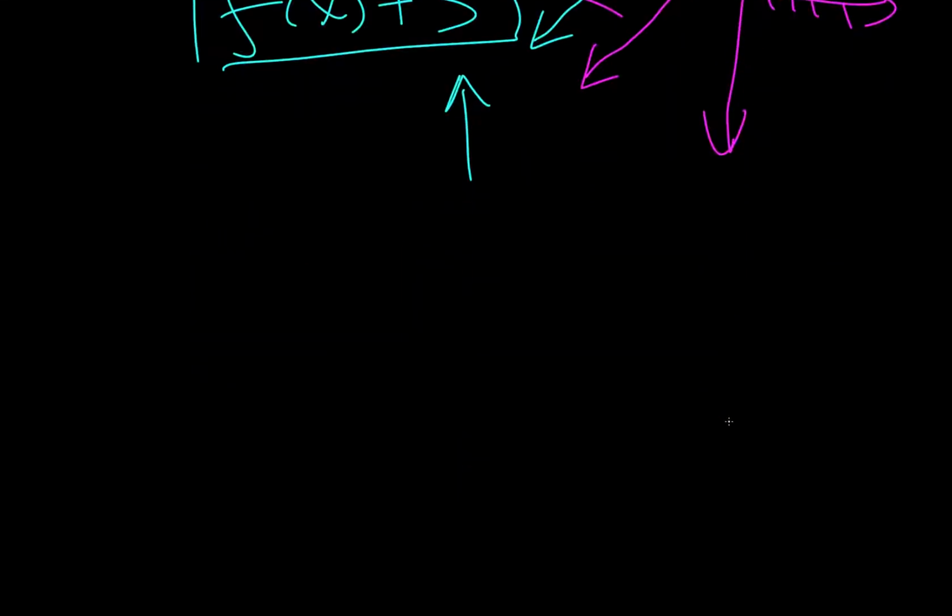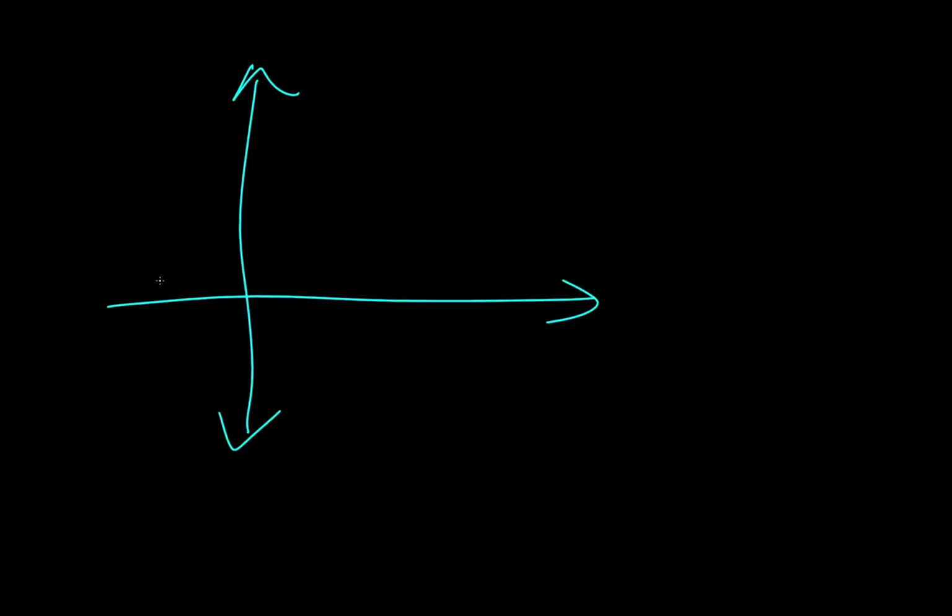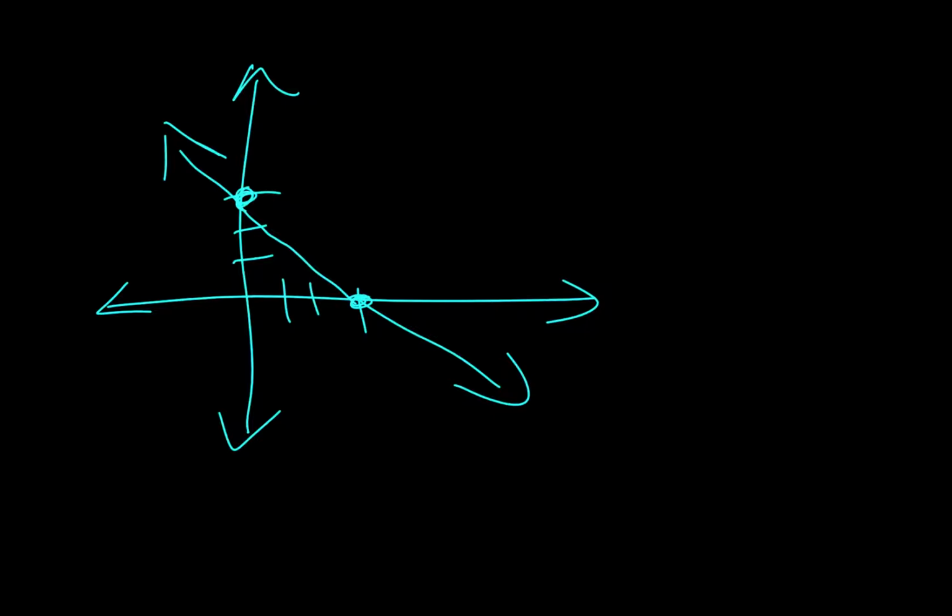Now, the next one, we start with another graph. Let's do this. And it asks the question, how would we need to transform this? So if we call this g of x, how would we need to transform g of x to make it an odd function? So to make it an odd function, we needed to cross through the origin.